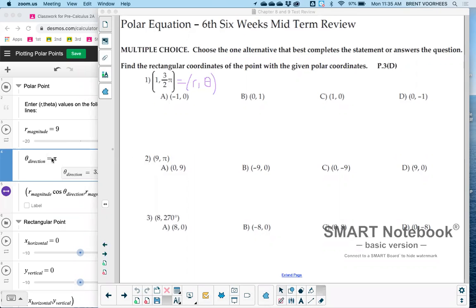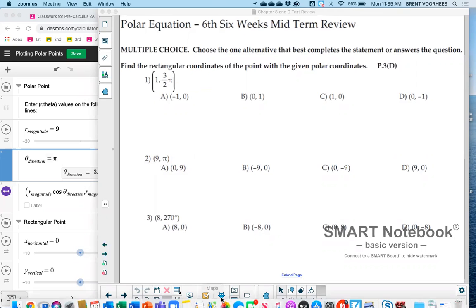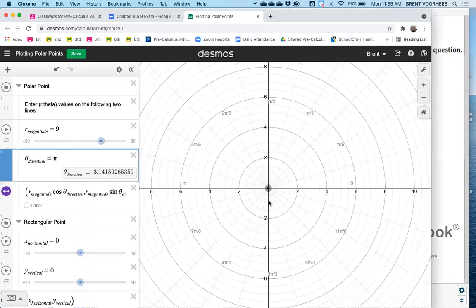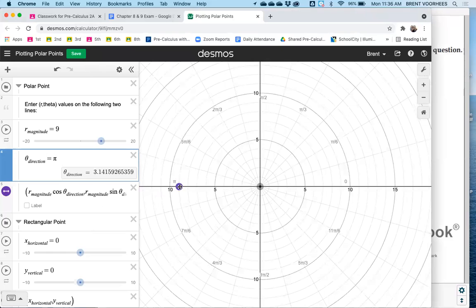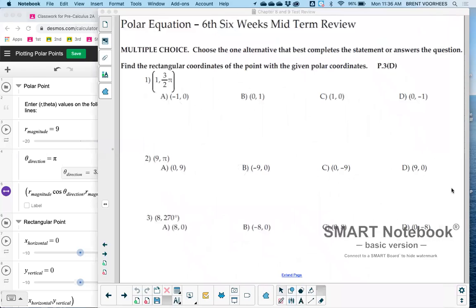pi is the theta. When I put that in the calculator, it plots my point. I need to zoom out just a little bit right here. When you click it, it says the x and y, the rectangular form, is -9, 0. So the answer to number 2 would be B, -9, 0.